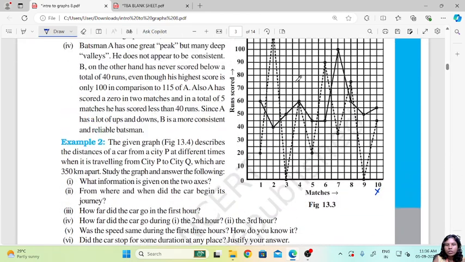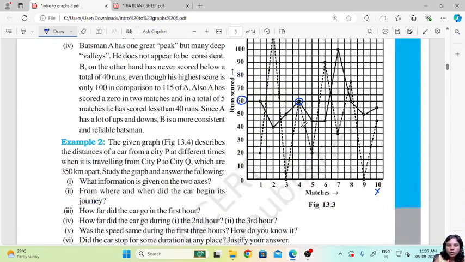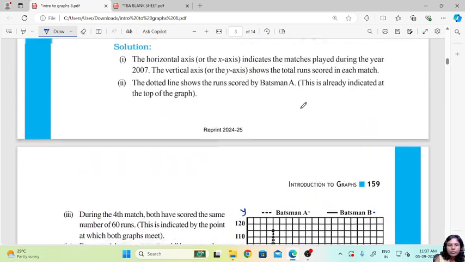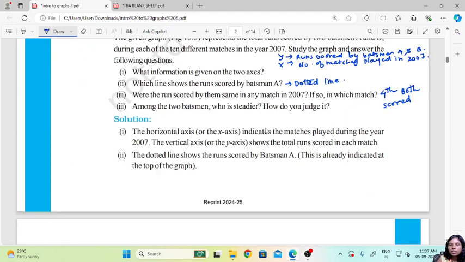So if we look, okay, here, see here at this point, what you can see is that batsman A as well as batsman B has scored a total of 60 runs. So therefore in this case both of them have scored 60 runs. So in which match was it? It was in the fourth match. So we can write fourth match, both scored 60 runs.